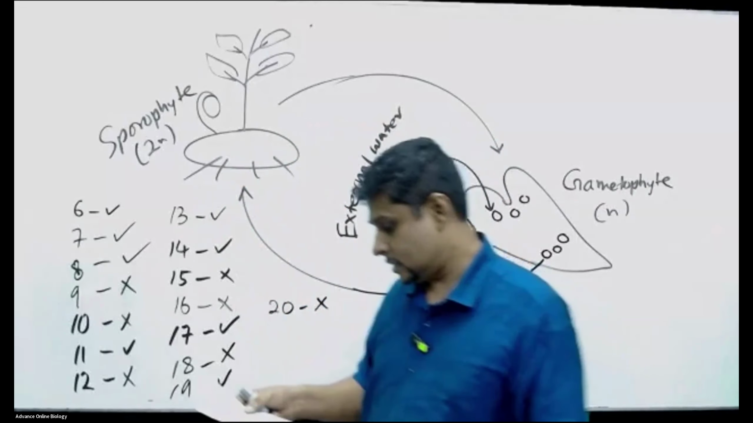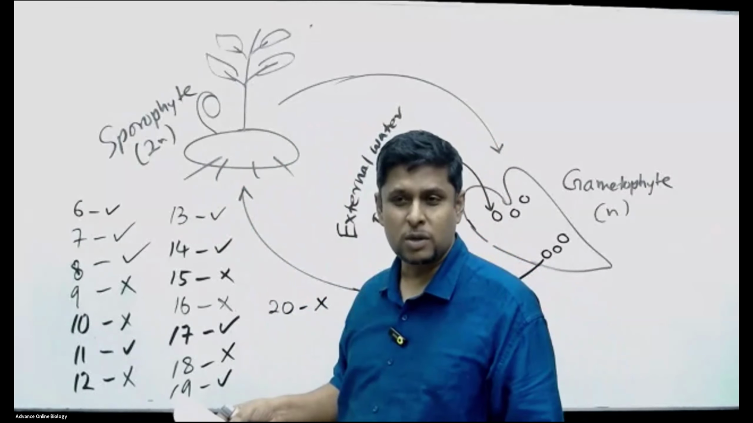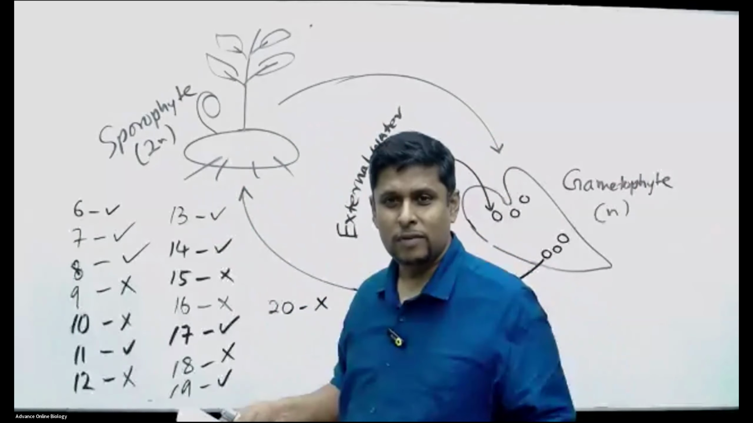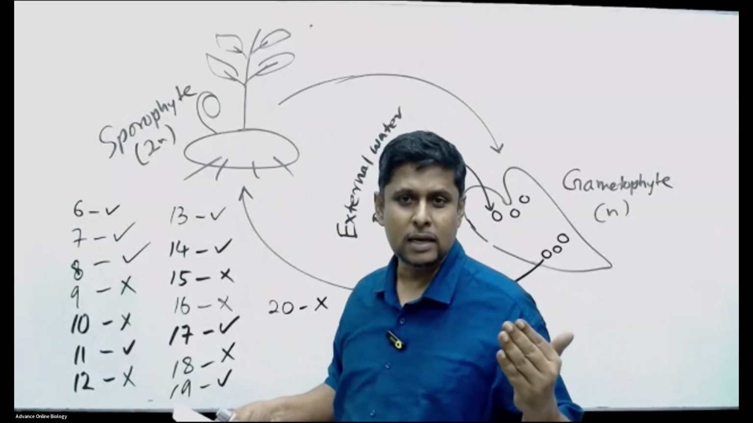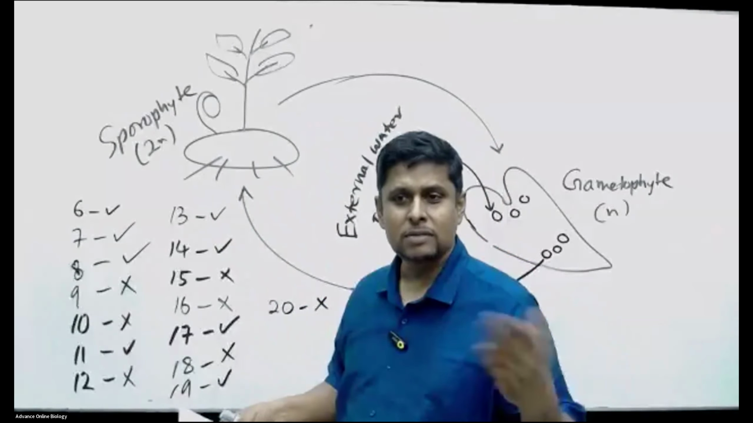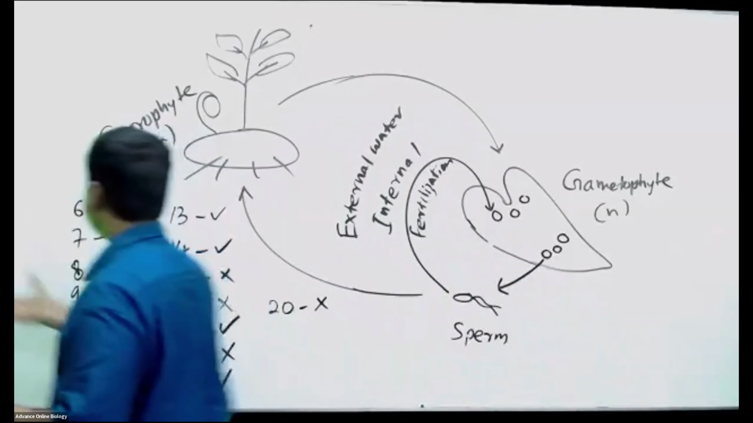The 16th statement says Selaginella heterophyllous leaves are arranged in pairs in the strobilus. Not in the strobilus, right? Heterosporophylls are there in the strobilus. Heterophylls are the ventral leaves and the dorsal leaves present on the stem. Okay? Let me show.